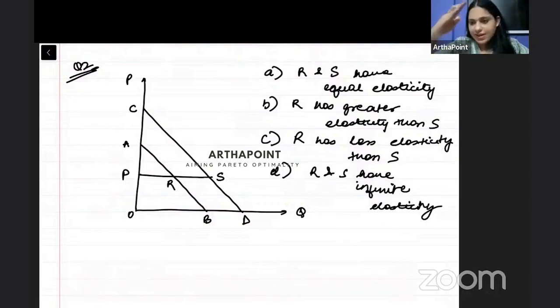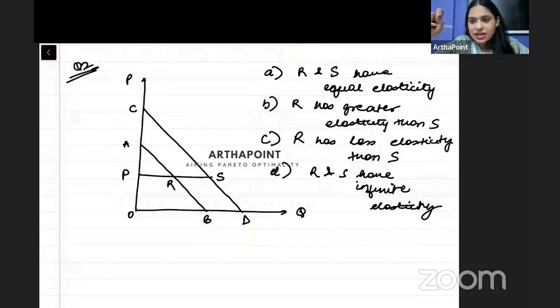एक डिमांड कर्व है AB, one demand curve is CD, and it is asking which has more elasticity. Do you have more elasticity at R or at S? Okay, we are receiving the answer as B, B, D, B, A. Okay, beta, try to see, हाँ.